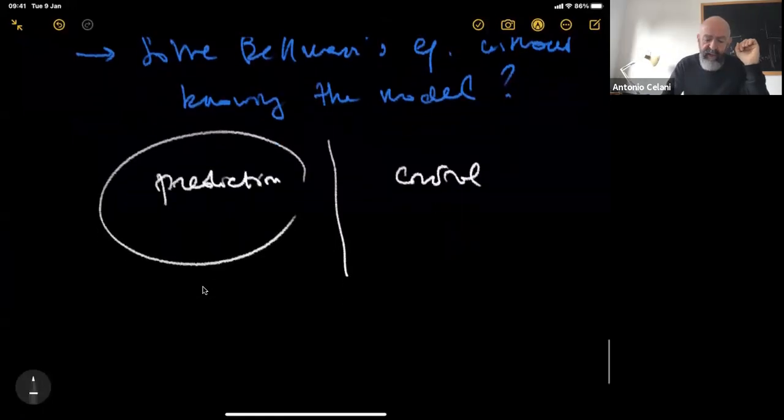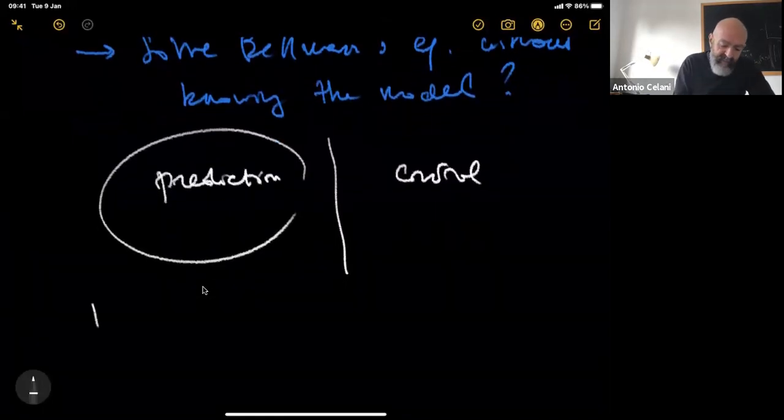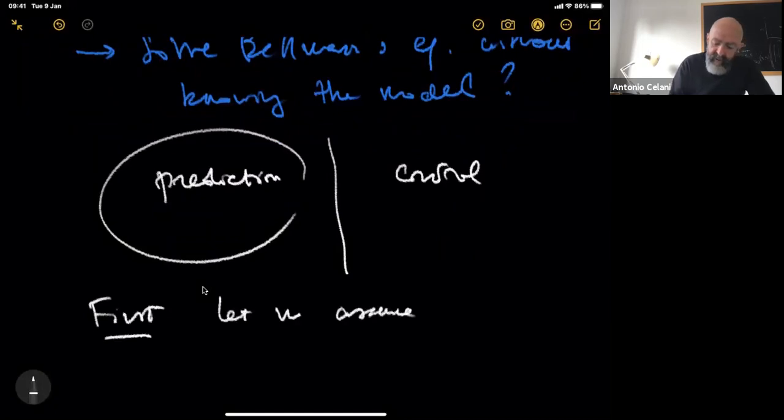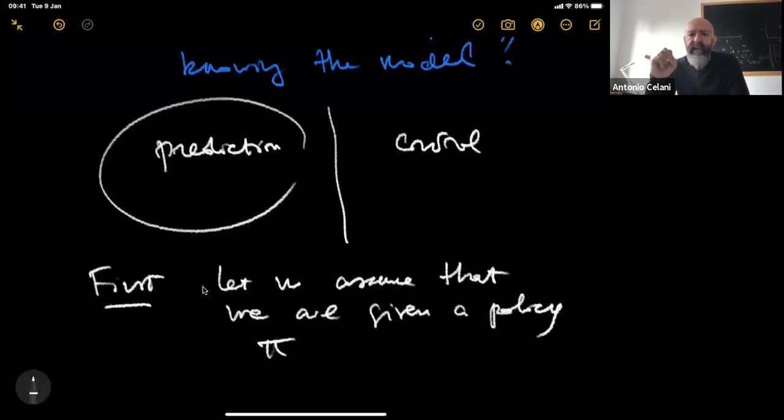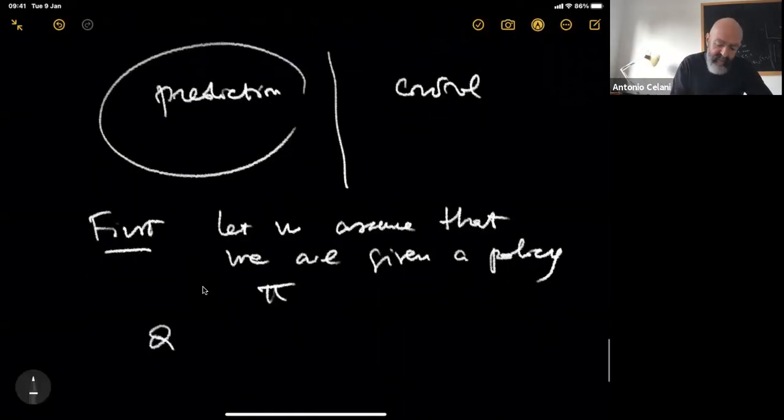Okay, so for this first part, first, let us assume that we are given, or we choose, a policy phi. And we are not interested yet in optimizing over this policy. We just want to learn. So the question is, learn the value function of this policy without a model.